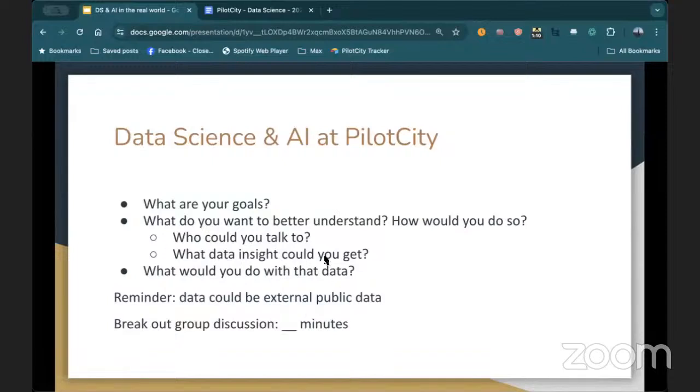And what would you do with those insights or with that data? So I wanted to give this a try. If you can think about it in terms of what you're working on at Pilot City right now, or if you don't find anything relevant, you could think about another project that this is relevant to. So maybe every location could break out, in groups of like 4 to 6 here.